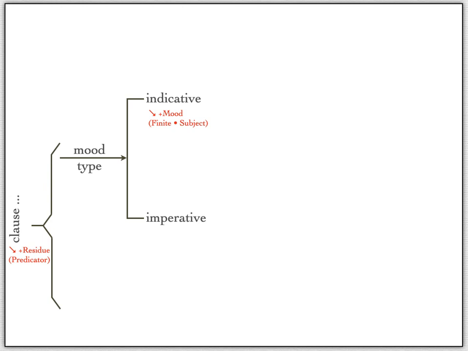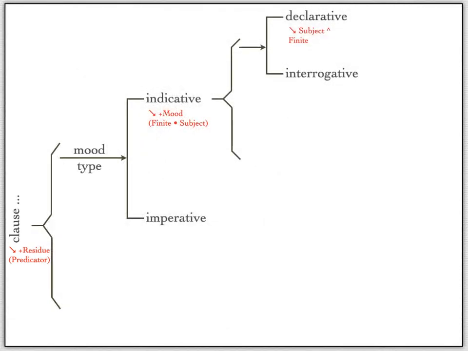Now, both these options can be further elaborated. In other words, we can look at more delicate or more detailed choices. If we choose indicative, then it will open up other options. One is a choice between declarative and interrogative. Declarative clauses have the sequence of subject before finite. It is rather than is it. You are rather than are you.